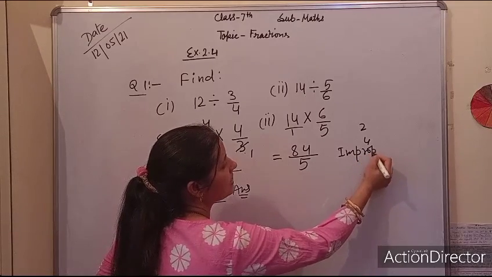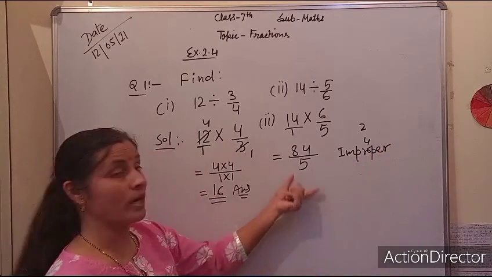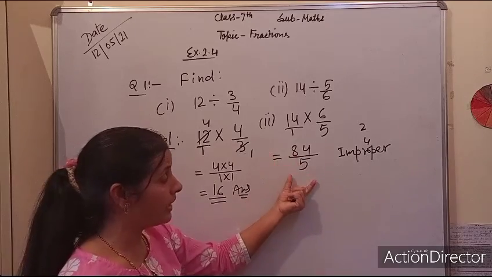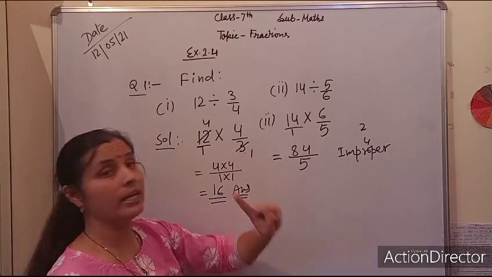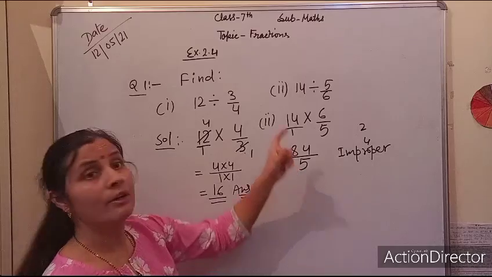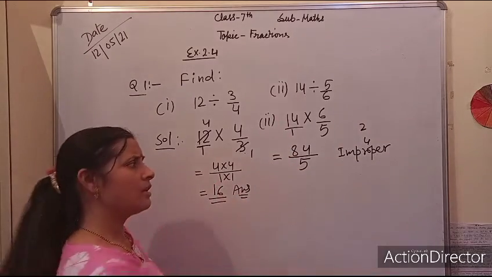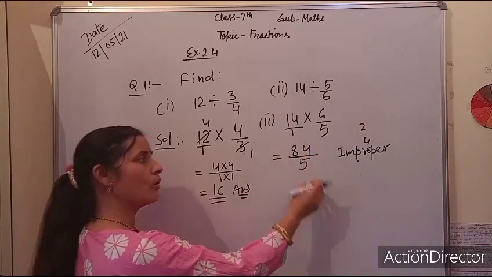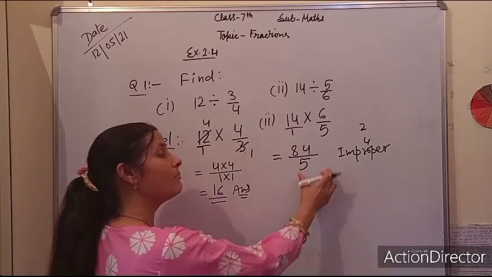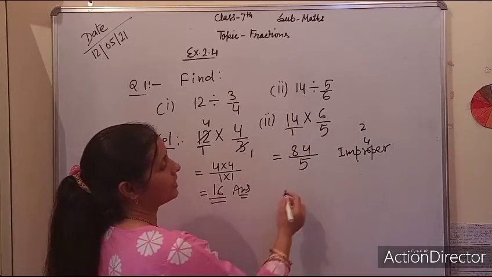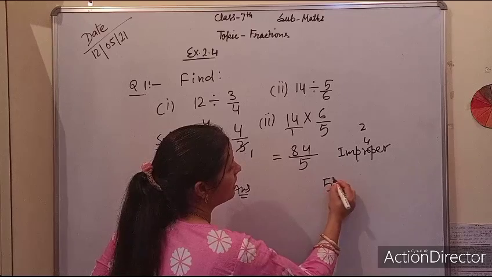Which kind of fraction is this? Improper fraction. What does improper fraction mean? Where the denominator is less than the numerator. So we need to convert it into a mixed fraction because it's not looking good. You will get marks for this one fraction, but we need to convert it into a mixed fraction. So how to convert it into a mixed fraction?